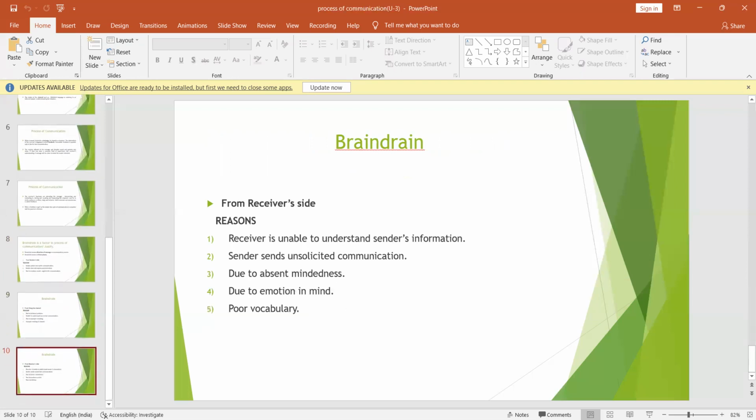Okay, and finally last comes the receiver side. The receiver is unable to understand the sender's information. The sender sends unsolicited communication due to absent-mindedness, due to emotion in mind, and due to poor vocabulary. Brain drain has occurred.